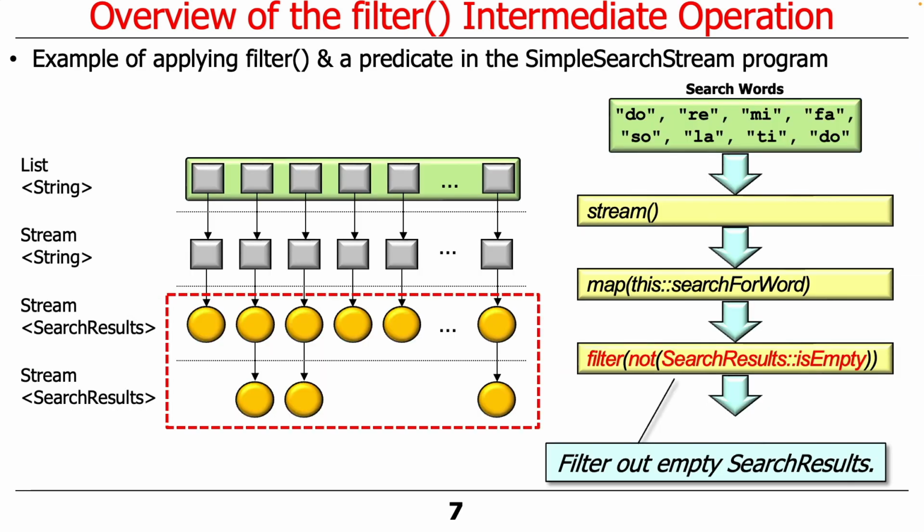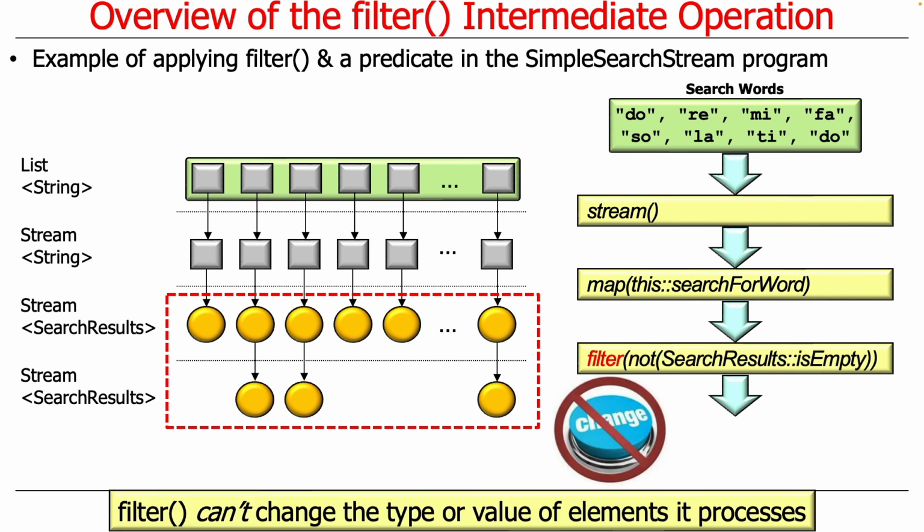Here's how we apply this in the context of our simple search stream program. You can see that we take the list of search words, we find the list of words that match, which creates a stream of search results, and then we filter out empty search results, leaving only non-empty search results that are going to be processed henceforth in that particular stream pipeline.